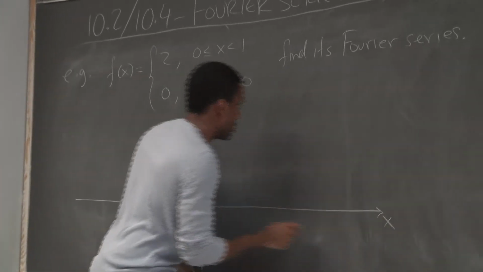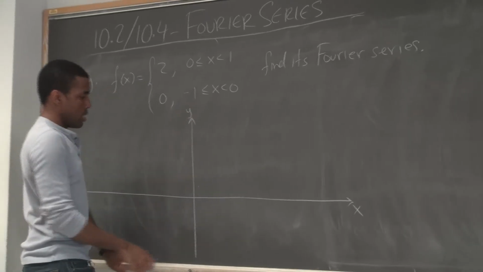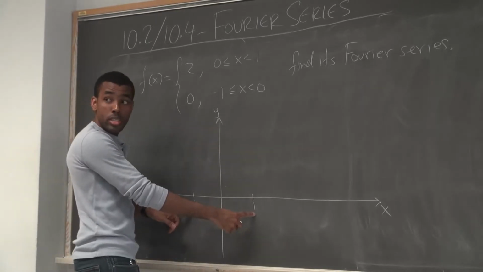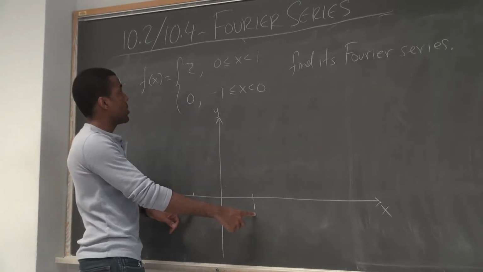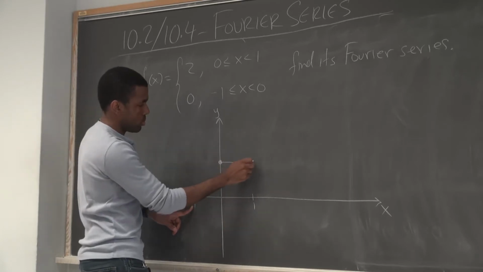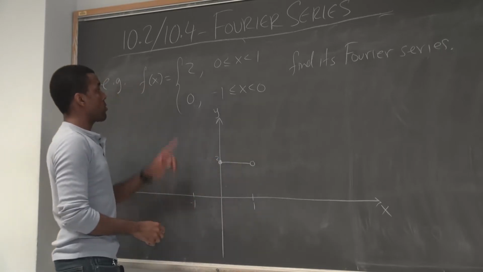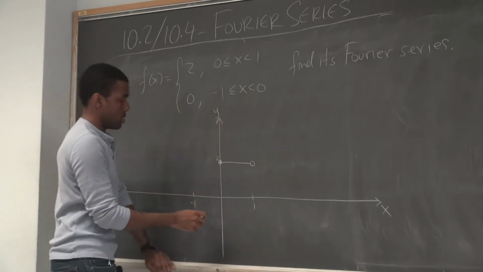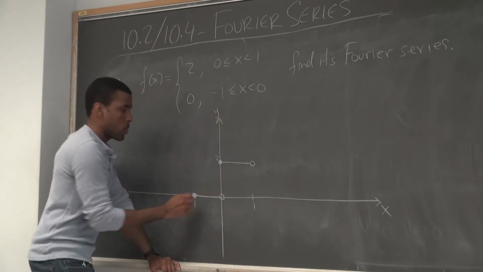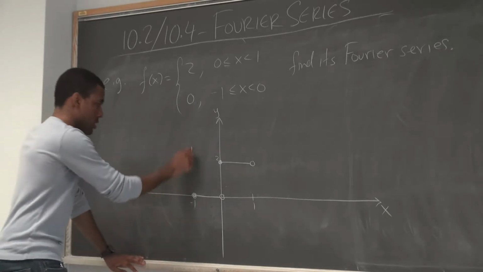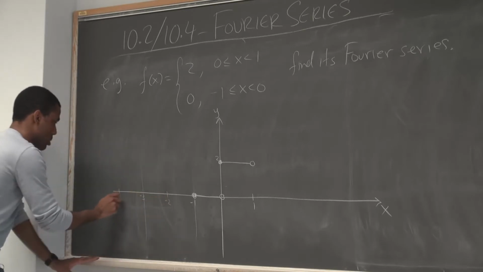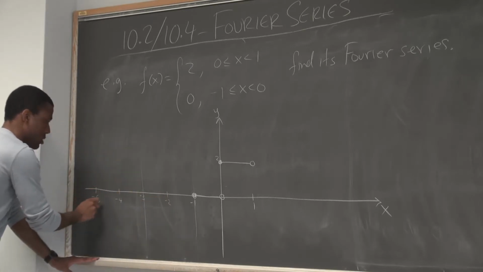Right, so this is your x-axis, your y-axis. What this function actually looks like is it goes from -1 to 1, so that automatically tells you your L is 1 in this case, right? So from 0 to 1, it is the constant function 2. And from -1 to 0 is the constant function 0. Right? So really what the Fourier series of this would look like, it will repeat, this is -2, -3, -4, -5.